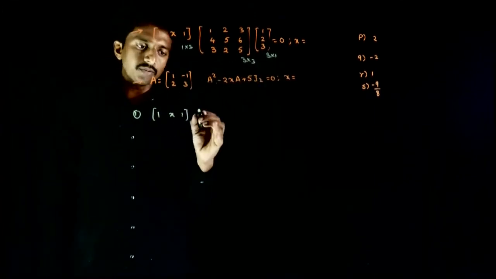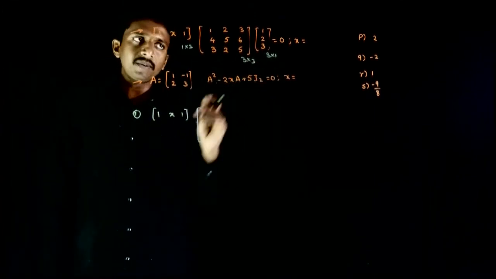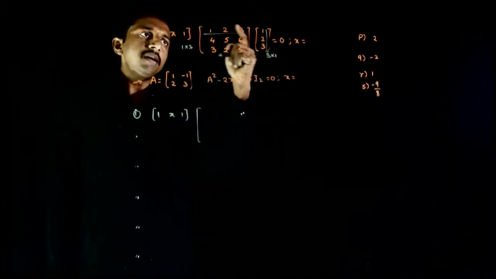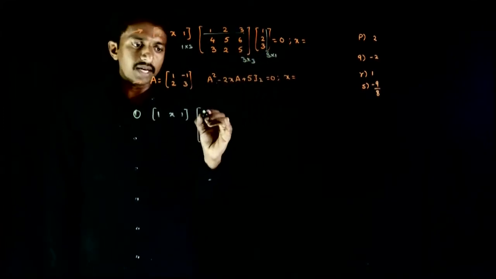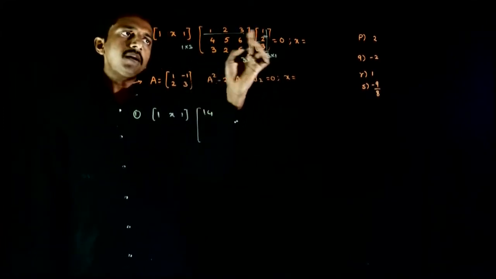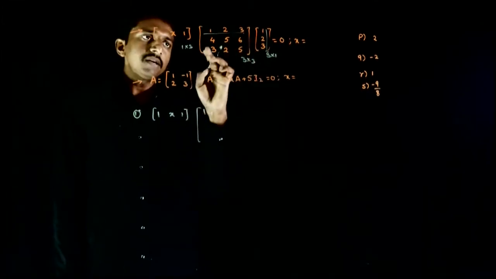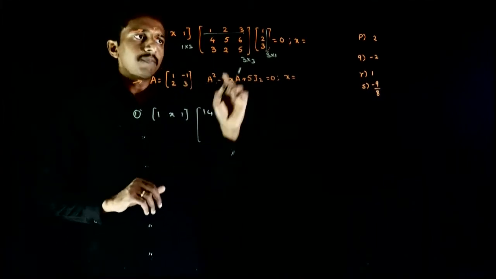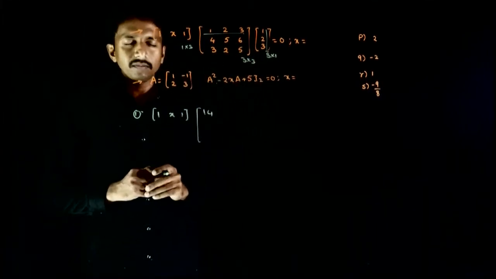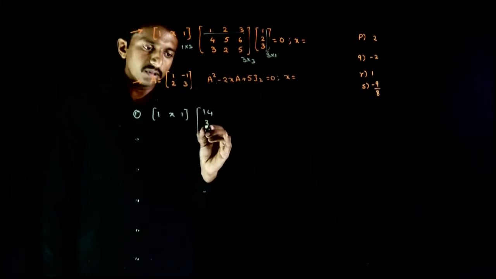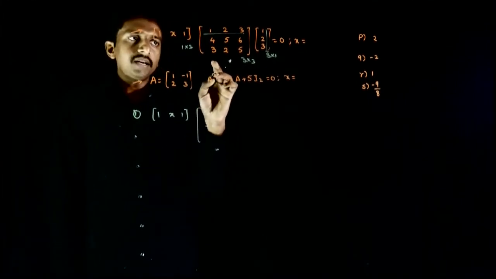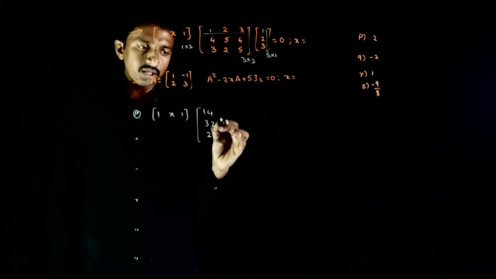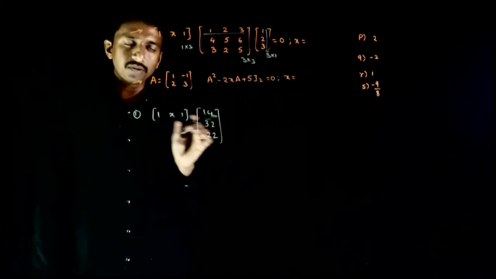So if you multiply these two, you get a column matrix, a 3 by 1 matrix. The elements are first row into first column: 1 plus 4 plus 9, you get 14. 1 plus 4, 5 plus 9 is 14. 4 plus 10 plus 18: 4 plus 10, 14 plus 18, that is 32. And the third one, 3 plus 4, 7 plus 15, that is 22. So the multiplication of these two is this.